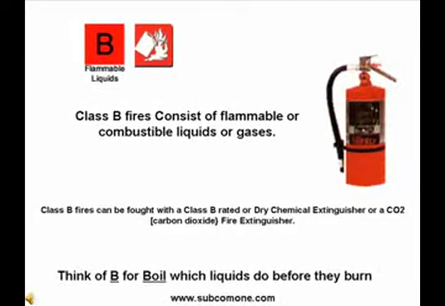Class B, flammable liquids. Class B fires consist of flammable, combustible liquids or gases. Class B fires can be fought with B-rated dry chemical fire extinguishers such as ABC or BC. Or you can use a carbon dioxide, which is a BC-rated fire extinguisher. Think of the letter B for things that boil, which is what liquids do before they actually burn. Never use water on a Class B fire. You may trap yourself. Water can never be used on a Class B fire.